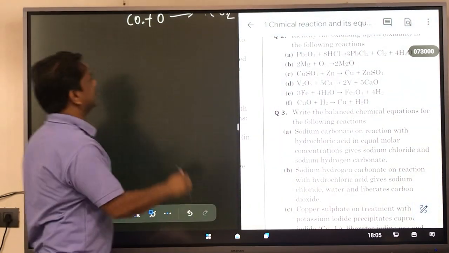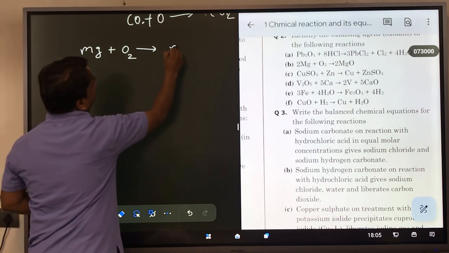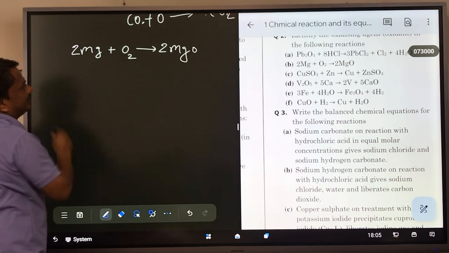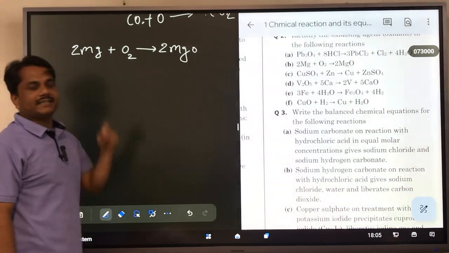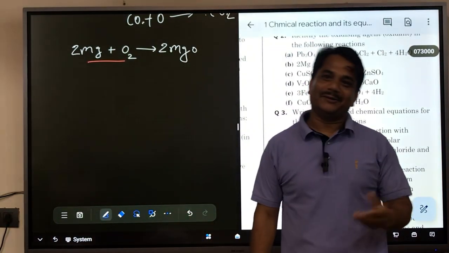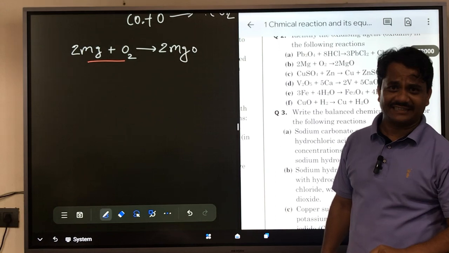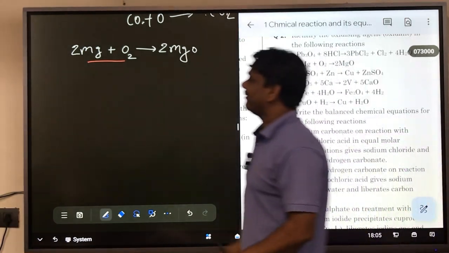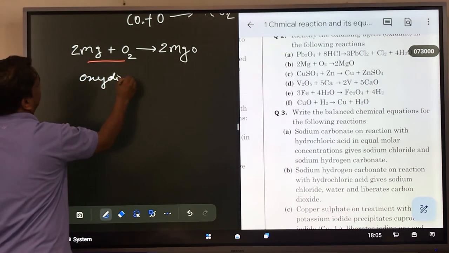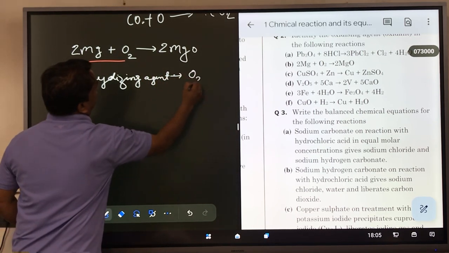In the second equation, what is that? Mg plus O2 gives rise to MgO. On balancing the chemical reaction, it is 2 MgO. Magnesium is reacting with oxygen. Tell me, as a reactant, who can give oxygen atom? Sir, O2 can give. Sir, O2 will be the oxidizing agent because it will give oxygen. So what is your right answer here? You will write: oxidizing agent is O2.